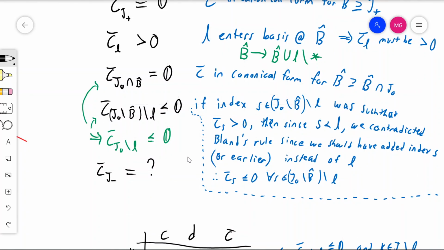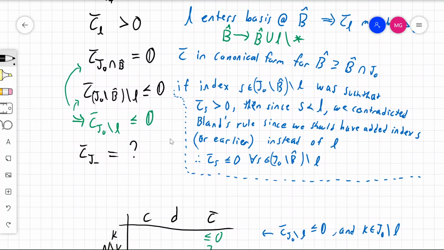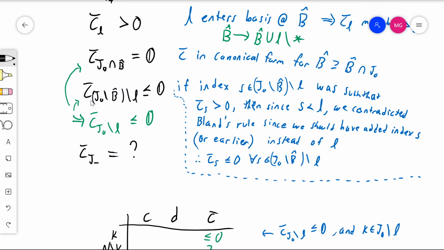And okay, how about for the rest of the fickle indices? In other words, the fickle indices that are not part of the basis B hat, and also not L. Those are less than or equal to 0. And why is that true? Well, imagine it was otherwise. Imagine that you had some index S in that set of indices where C bar S was positive.